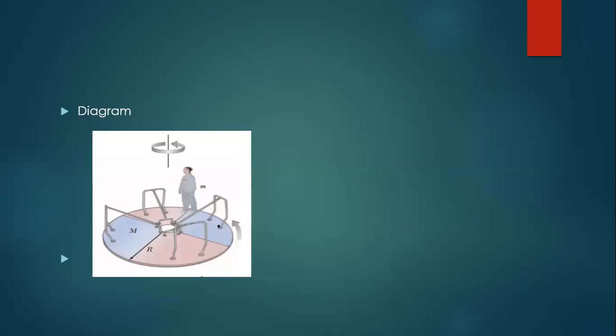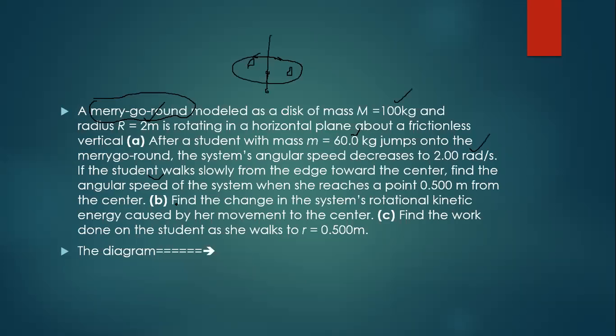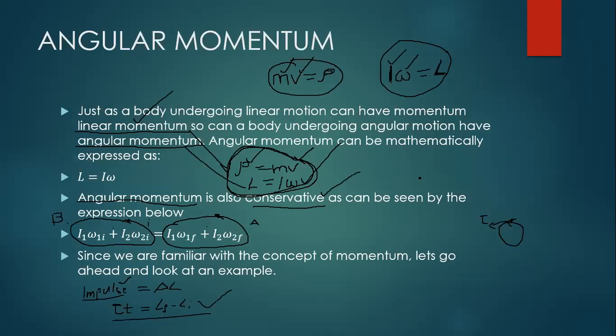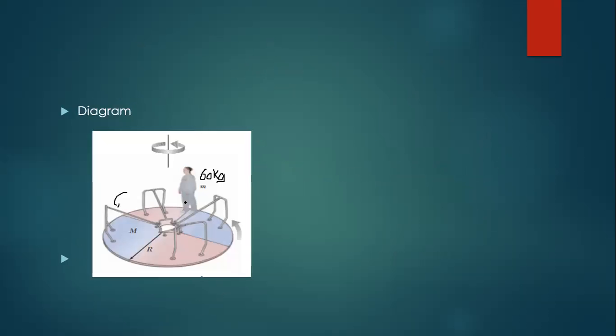So we have a merry-go-round which is rotating like that, as it has been shown here. There's a student who jumps onto this merry-go-round. They have told us that this student is about 60 kg. So this student jumps onto the merry-go-round, and the speed of the merry-go-round decreases to 2 rad/s. So with this student on the merry-go-round, the speed reduces.